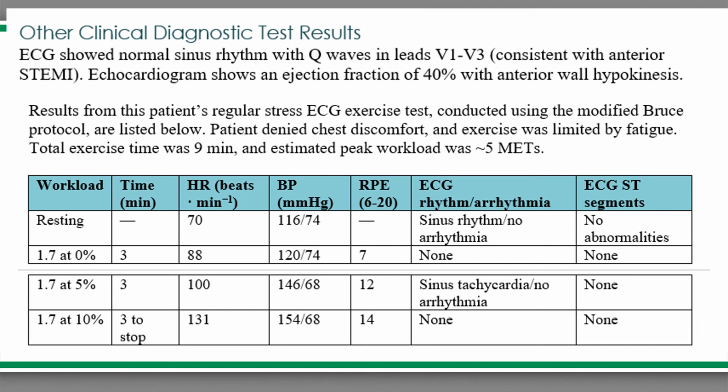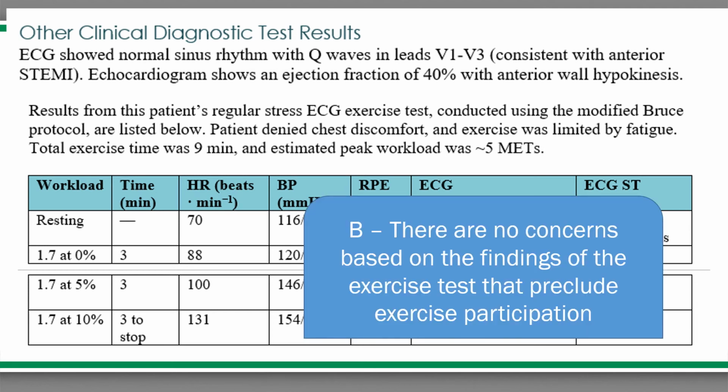And hers, if we do her top 131 times 154, we get 20,174. So her rate pressure product, or her myocardial oxygen uptake, is great. Based on her exercise test, there is really no concern that she shouldn't participate. So that is the second part. That is B.